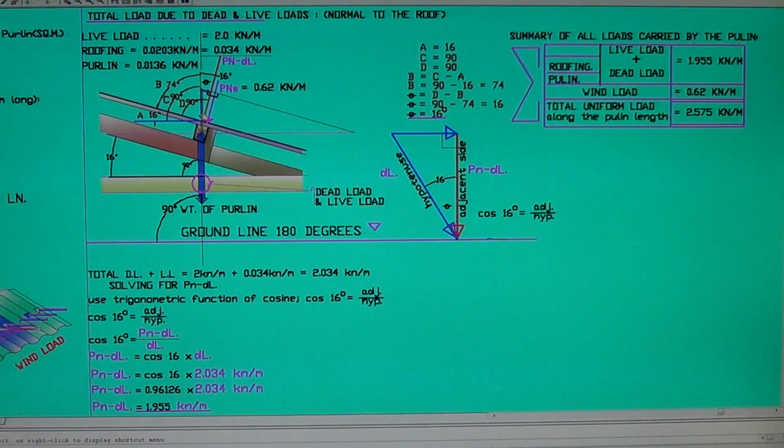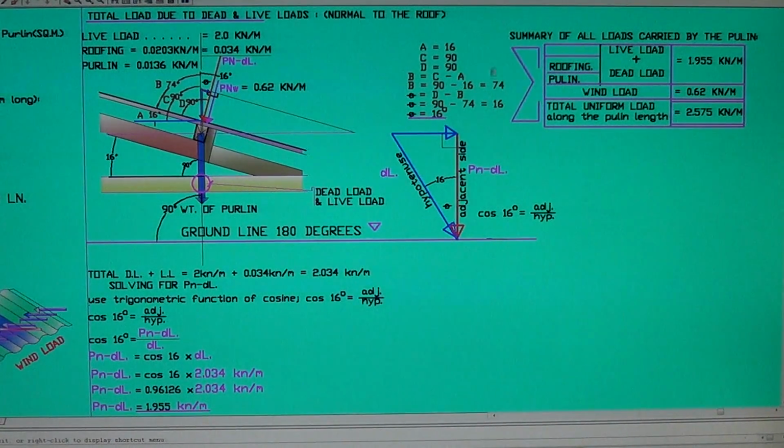This is the dead load and live load. This angle here is 90 degrees. The roof is inclining 16 degrees. Okay, 16 degrees, and the Pn DL is 90 degrees with respect to the roof. Okay, that's 90 degrees. Alright, we're gonna solve for B so that we can subtract it to the D, and the solution is right here.